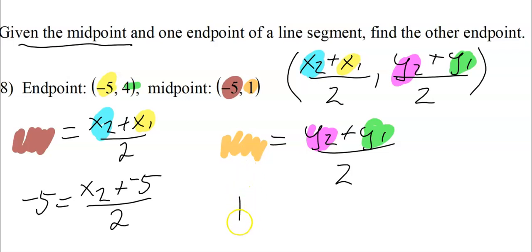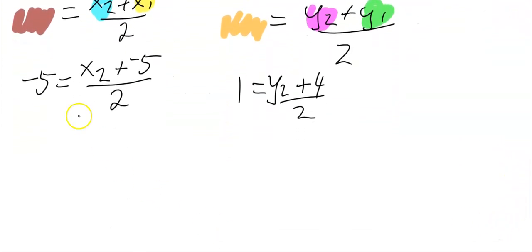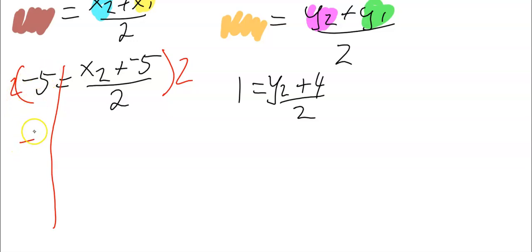Let's plug in for orange. Orange is 1 equals magenta. No number is magenta, so it stays y2 plus green. Green is 4. Divide that by 2. Okay, let's go ahead and solve both of these. So I am going to multiply both sides of this equation by 2. So 2 times -5, again, -10. These 2's are going to cross out, and that's going to give me, oops, this should be in black, -10, and that'll give me second x minus 5.